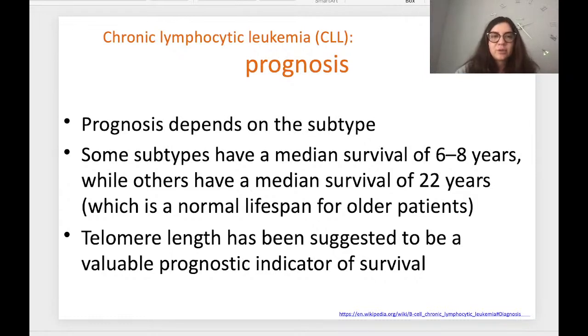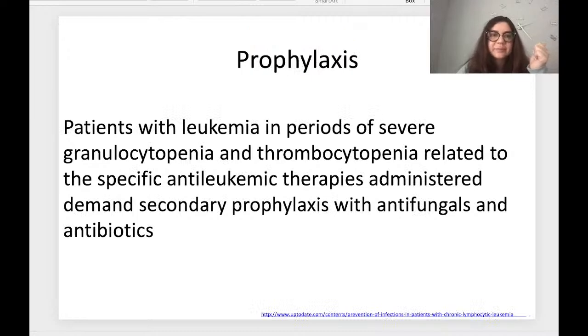Prognosis of chronic lymphocytic leukemia. Prognosis depends on subtype. Some subtypes of chronic lymphocytic leukemia have a median survival of 6-8 years, while others have a median survival of 22 years, which is a normal lifespan for older patients. Telomere length has been suggested to be a valuable prognostic indicator of survival. Prophylaxis. Patients with leukemia in periods of severe granulocytopenia and thrombocytopenia related to specific anti-leukemic therapies demand secondary prophylaxis with antifungals and antibiotics.